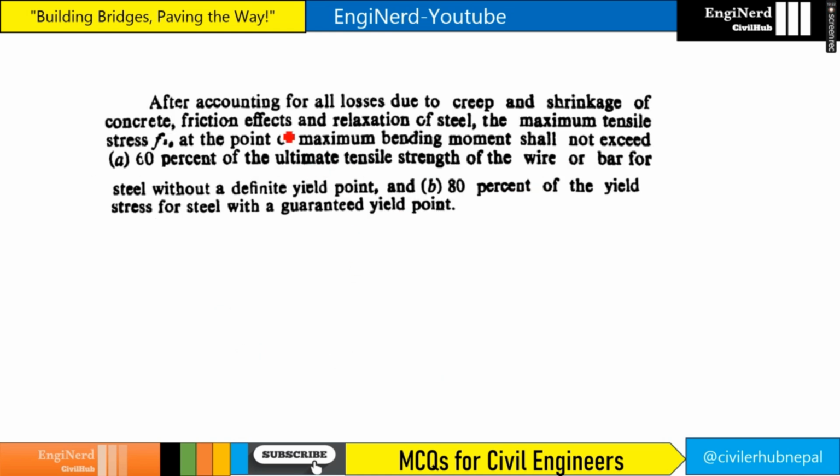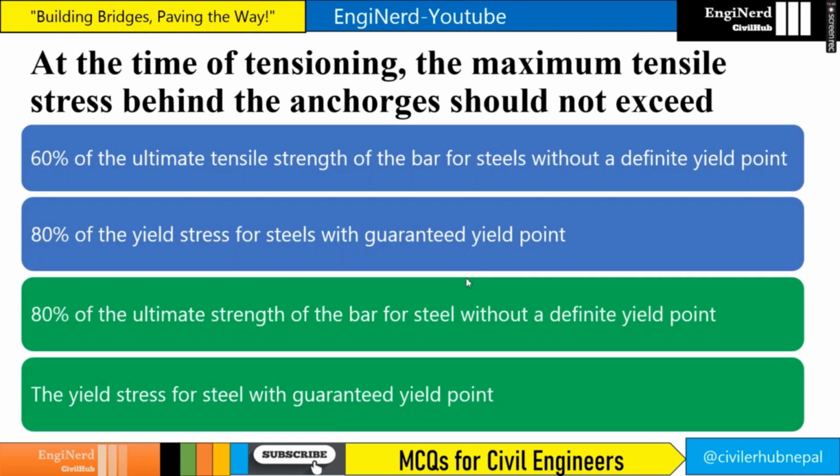And after accounting for all losses due to creep and shrinkage of concrete, friction effects and relaxation of steel, the maximum tensile stress at the point of maximum bending moment shall not exceed. So in this case, 60% and 80%. 60% is for without definite yield point, and this 80% is for guaranteed yield point. So in this case, this is for the time of tensioning. So our answer is, this 2 is for after all the losses, right?